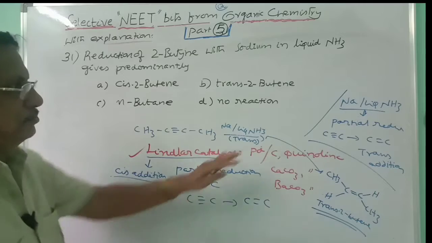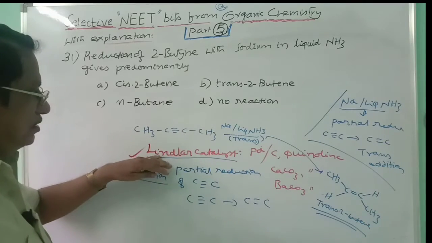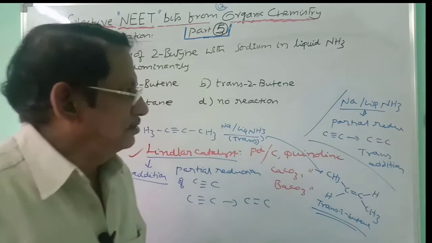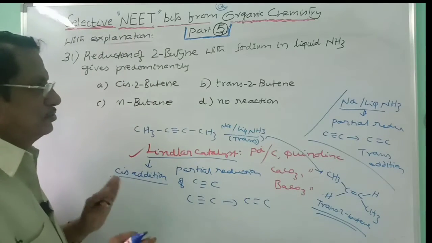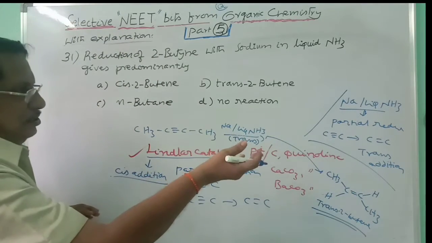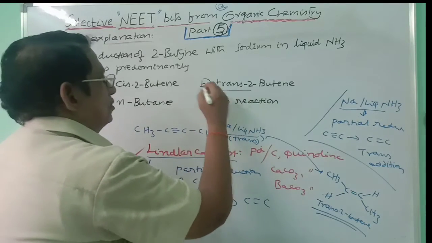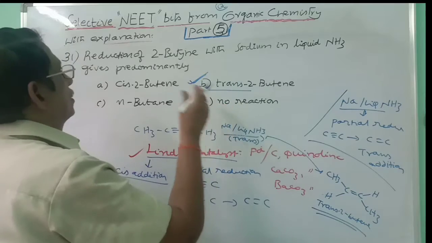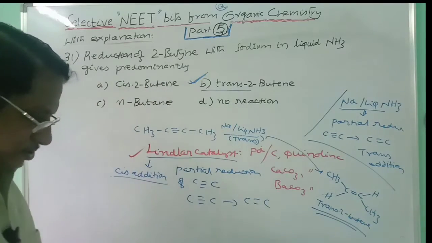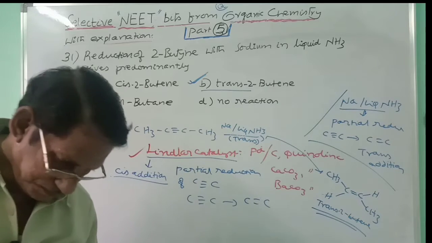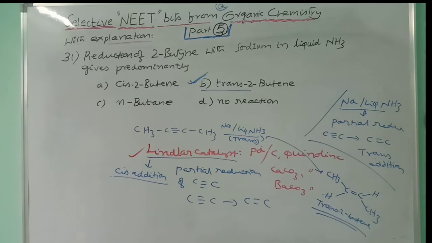Partial reduction also takes place here. With Lindlar catalyst, you are getting cis addition. With sodium in liquid ammonia, you are getting partial reduction, that is trans addition. So trans-2-butene also you will get here. This is also following the previous bit's nature. So this is the answer. B bit is the correct bit for the 31st bit. Correct selection. Okay? Note it. Next bit.